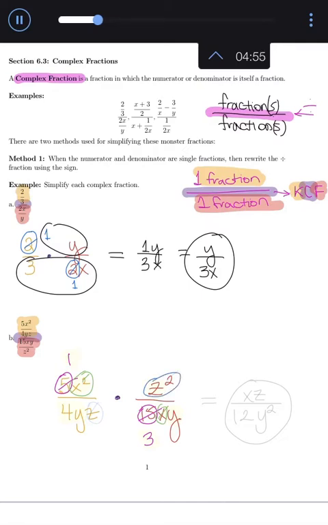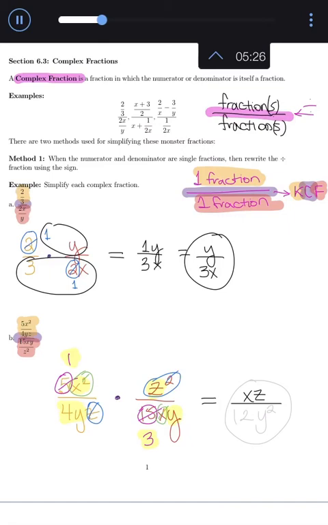I've got a z squared, or 2 z's on top, and a z on the bottom, so I can cancel out one of the z's on the bottom with one of the two on top. Let's see what's left over. Well, on the top, let's see what I've got. I've got a 1xz. Well, I won't have to write the 1 in front of the x and z, so I'll just have the x and z. On the bottom, I have a 4y and a 3y.